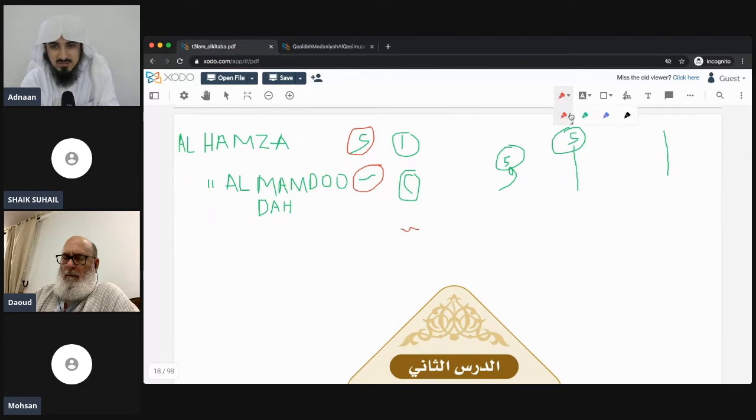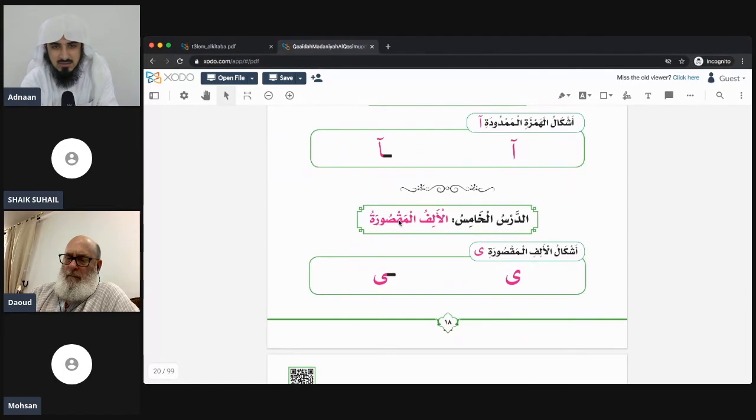Let's go green. Number 3. When we see this without any dots, here's your cue. You're looking for the dots. Alif Maqsoorah. Maqsoorah or La? Maqsoorah with a qaf. I'll write it for you now. Alif Maqsoorah.